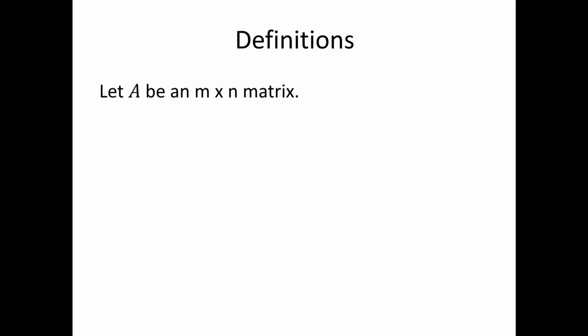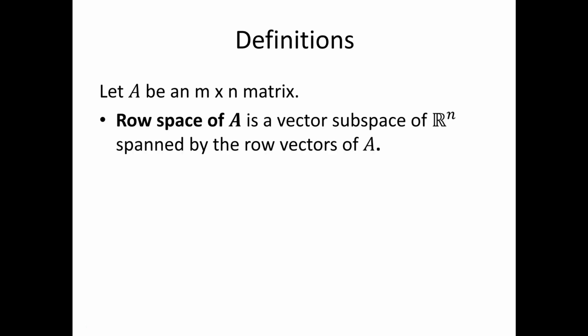So let A be an m by n matrix. First, the row space of A is a vector subspace of Rn spanned by the row vectors of A. So if you have an m by n matrix, you have m rows, each of which is going to be a vector in Rn, right? Because each row has n components. So if you're going to use those m row vectors to span a space, that is going to be a subspace of Rn.